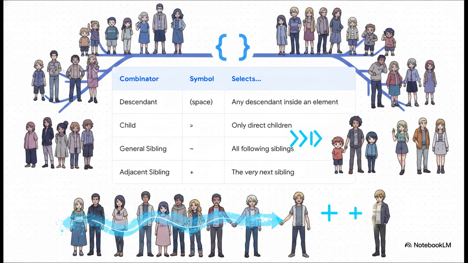And yep, we have ways to select them too. So this table kind of puts it all together. The space gets any descendant. The greater than sign gets only the direct child. Now for the siblings. That little tilde symbol selects all the siblings that come after it, while the plus sign is super specific. It only grabs the one that's immediately next door. Once you get these 4 down, you have incredibly precise control over your styles.